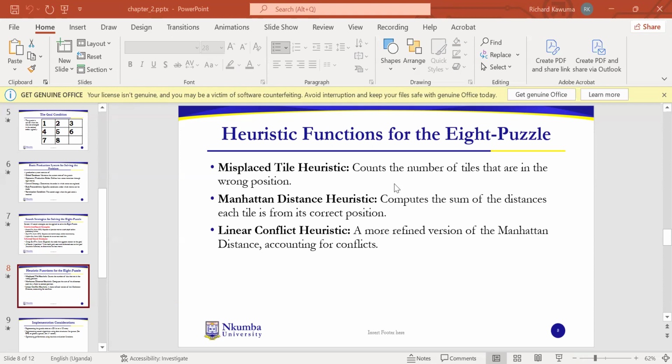Okay. So linear, we have linear conflict. Linear now comes from the line. You know, lines do orderly things. So lines do orderly things. So that's where the linear comes from. Many of you did linear programming. So it is a more refined version of Manhattan distance accounting for conflicts. So here, linear, you go step by step.